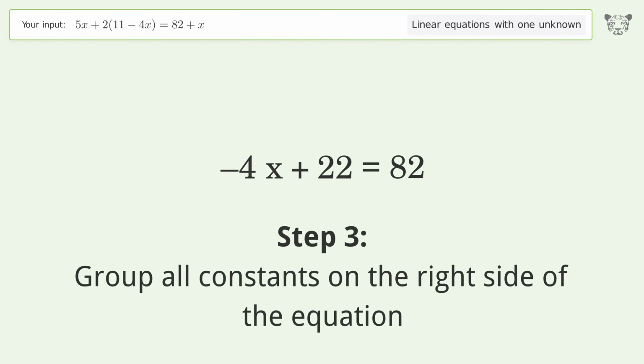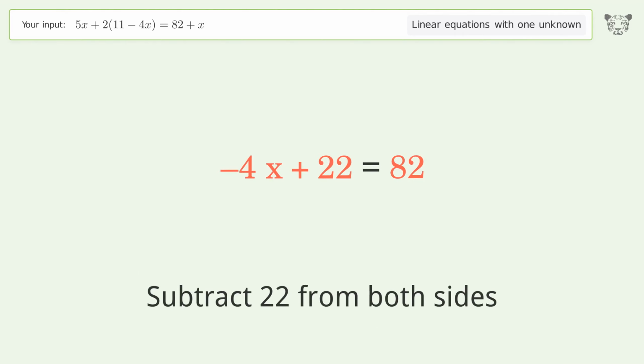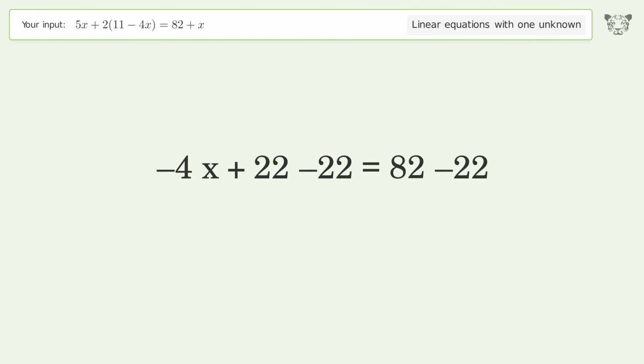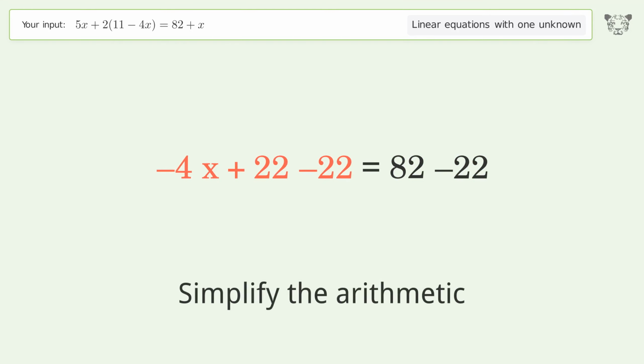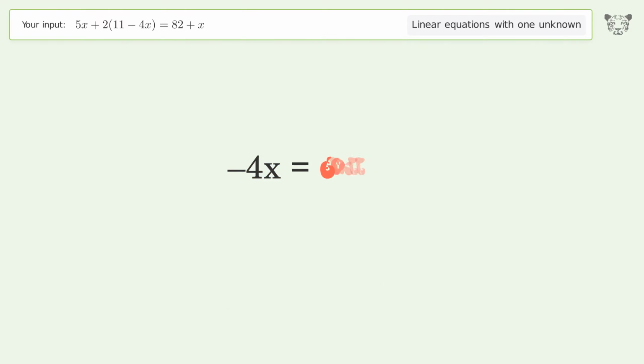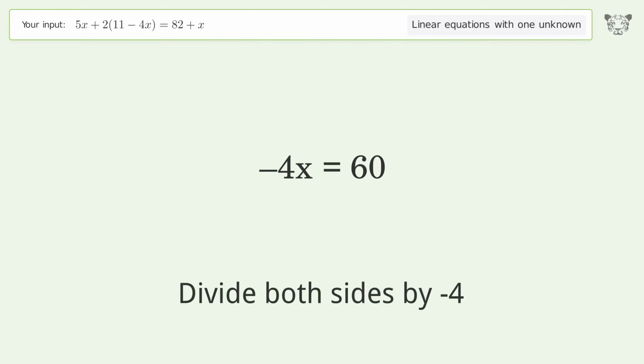Group all constants on the right side of the equation. Subtract 22 from both sides. Simplify the arithmetic. Isolate the x. Divide both sides by -4.